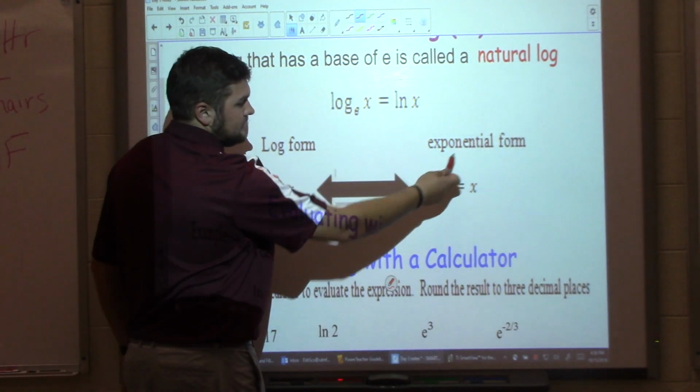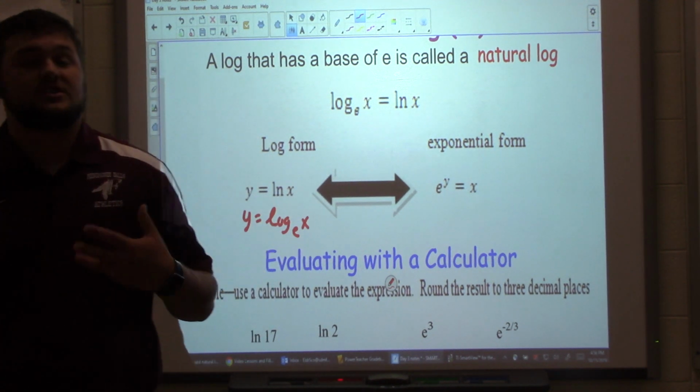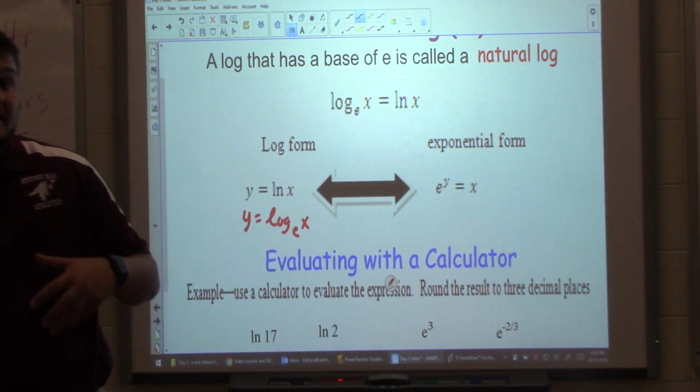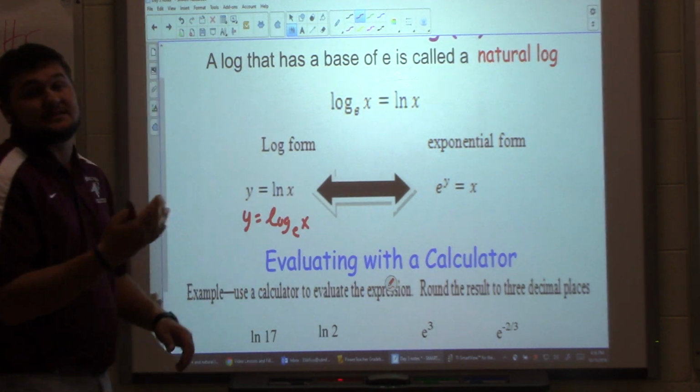So if I change to exponential form, it becomes e to the y power equals x. Right? Just like changing from log to exponential, or exponential to log, should be the exact same, except now we have a base of e instead of just a normal number.